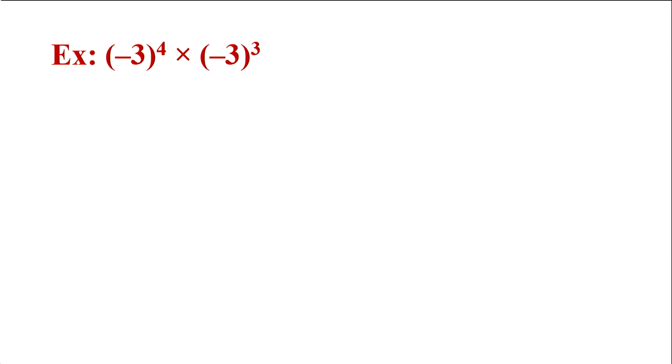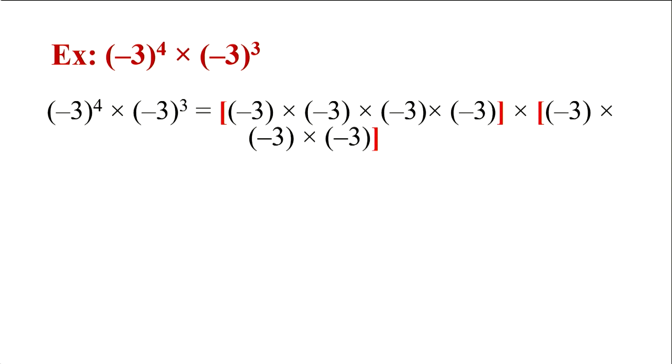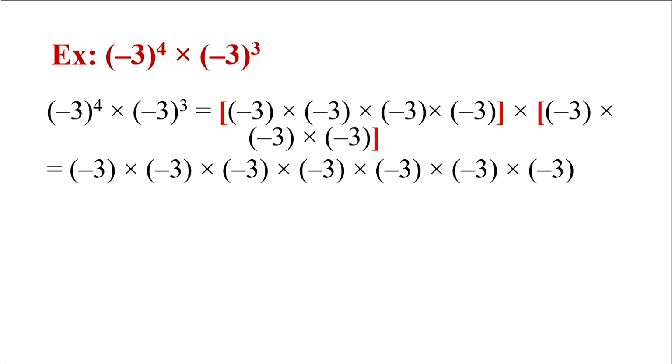In these two cases, if you expand minus 3 to the power of 4, we will get minus 3 into minus 3 into minus 3 into minus 3. Minus 3 cubed means we will get minus 3 into minus 3 into minus 3. If you combine these two things, we will get minus 3 multiplied 7 times. That can be expressed in simplified form as minus 3 to the power of 7, which is also equivalent to minus 3 to the power of 4 plus 3.